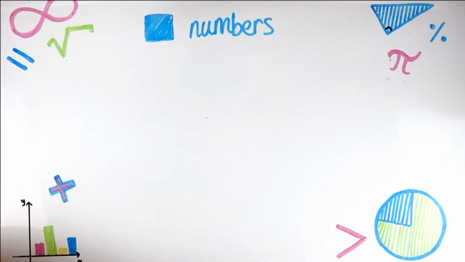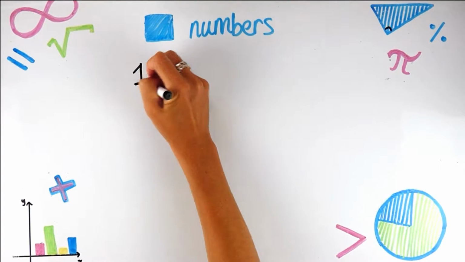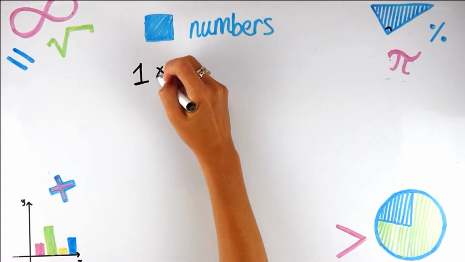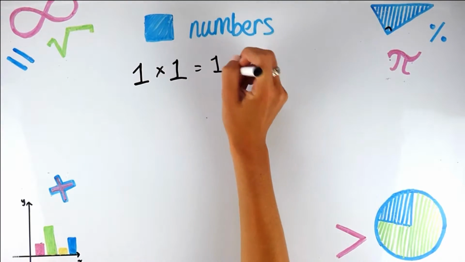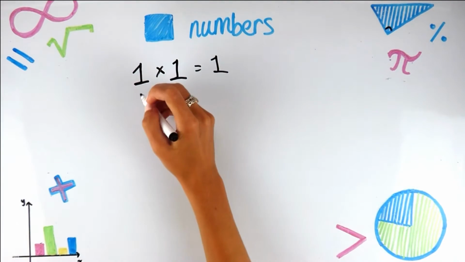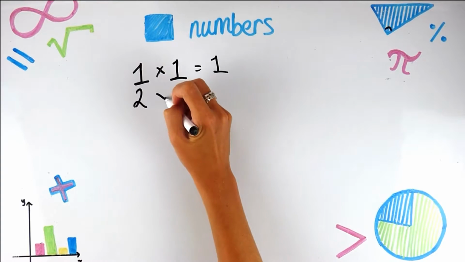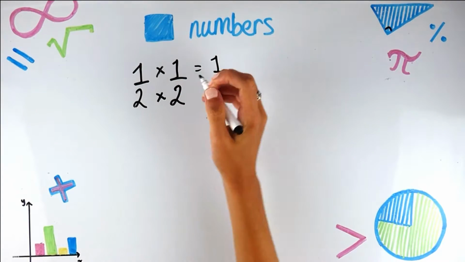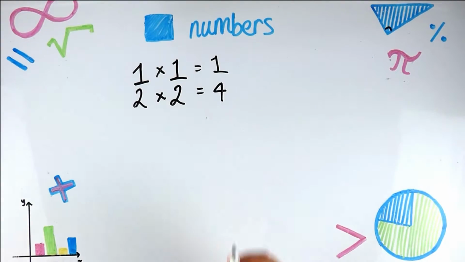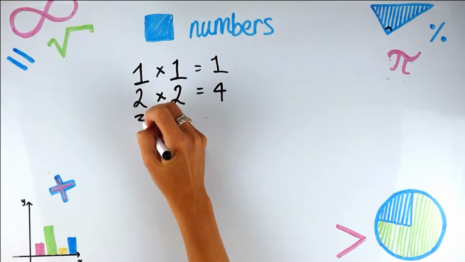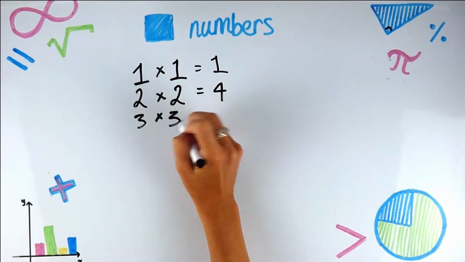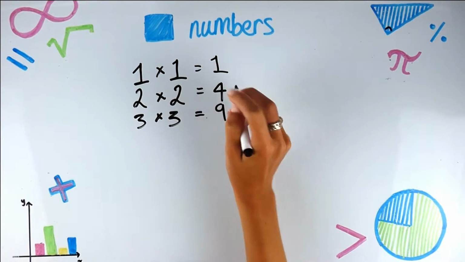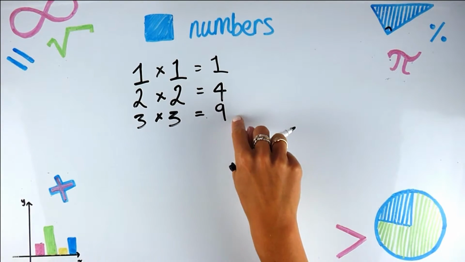A square number is a number multiplied by itself. So if I took the number 1 and multiplied it by itself, I get 1. Then we take the next number: 2 multiplied by itself gives 4. Let's keep going. If I take the number 3 and multiply it by itself, I get 9. So these are the square numbers.